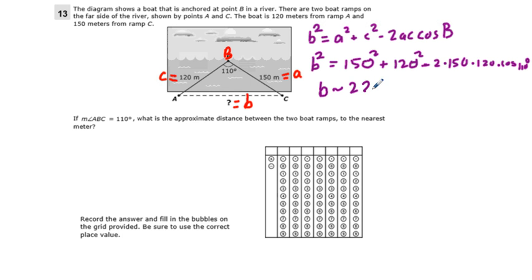So 222 feet, and we use our bubble in here. We put in 2, 2, 2. If we put in 2 consecutively anywhere, we're going to be good. So 0, 1, 2.